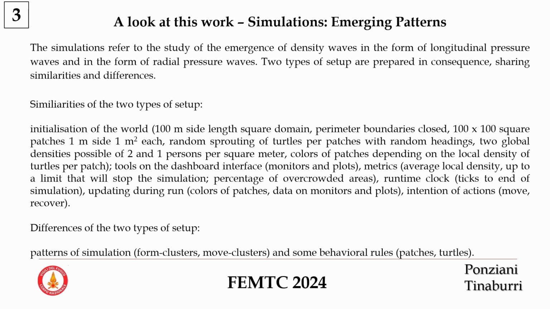The simulations present similarities and differences between longitudinal and radial pressure waves. Similarities are the initialization of the world, which is the same world. It's interesting to see that we set 2 initial global densities for comparison, of 2 and 1 person per square meter. For example, the coloring of the patches, what is updated, what we can get from monitors and plots. Differences of the 2 types of setup regard essentially patterns of simulation from clusters and moving clusters in the radial case, and some behavioral rules.